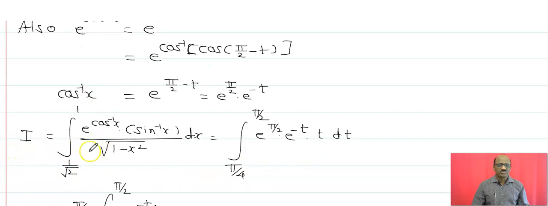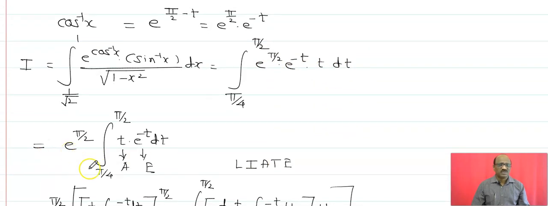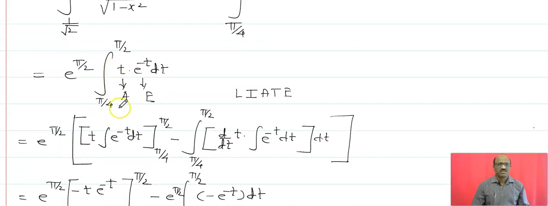Therefore, the whole integral I is equal to the integral with lower limit 1 upon root 2 and upper limit 1 of e raised to cos inverse of x into sin inverse of x upon under root of 1 minus x square dx, which is equal to the integral from pi by 4 to pi by 2 of e raised to pi by 2 into e raised to minus t into t dt. Take e raised to pi by 2 as common. The lower limit is pi by 4, upper limit is pi by 2, t into e raised to minus t dt. Again by ILATE, the order is algebraic and then exponential. First is algebraic, first by parts now. First function into the integral of the second, minus the integral of the derivative of the first into the integral of the second.